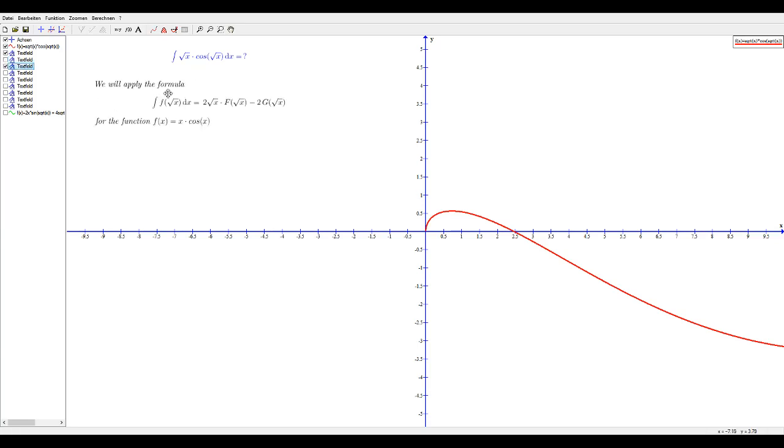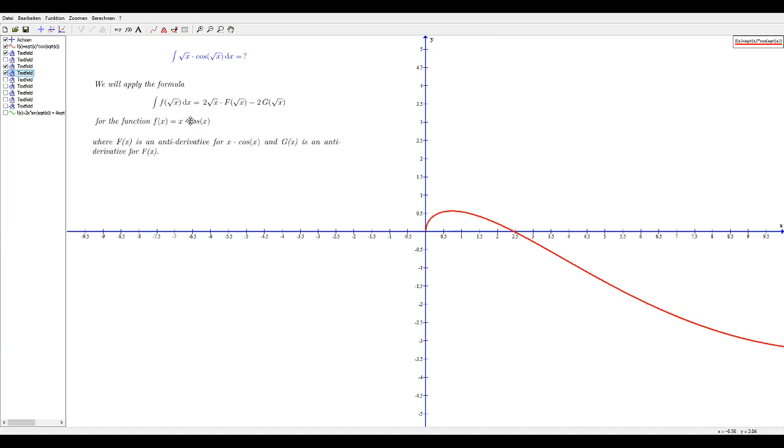We will apply the formula for the integral of f of square root of x for the function f of x is equal to x times cosine of x. Remember, to apply this formula, all we had to do was integrate the outer function f twice, which in this case will mean that we will have to integrate x times cosine of x twice. And that's a really easy thing to do.